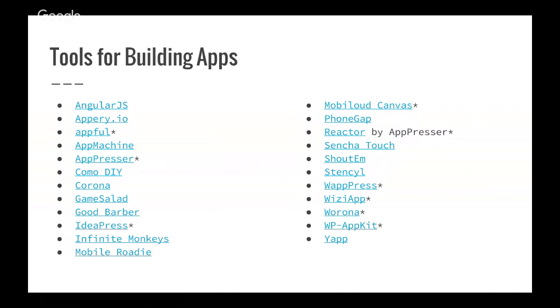Now, the other thing I do want to mention is some of these are for building games. So for example, Game Salad and Stencil are specifically for building games. They don't integrate with WordPress, but I did want to mention them because they are tools that you can use to build apps with. Now, the ones in this list that are marked with an asterisk are specifically for use with WordPress. So those are some tools that are either plugins or services that are specifically for building apps with WordPress.